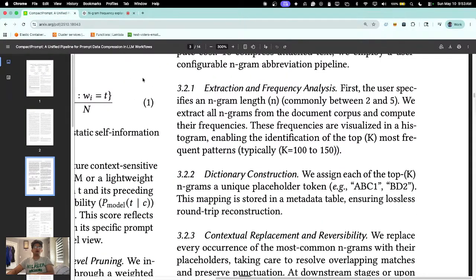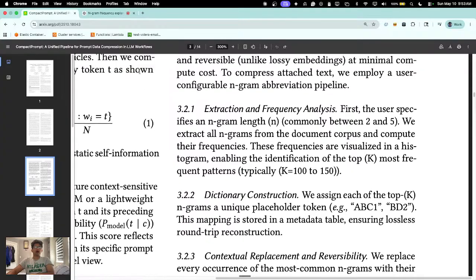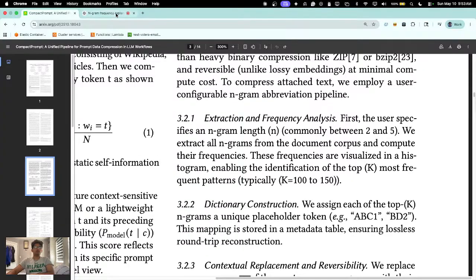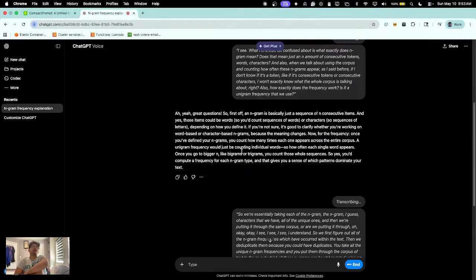But how do we know which n-grams to abbreviate? Like, it's very vague to say that you just abbreviate the frequencies which happen the most often. How do we know or define what happens most often?